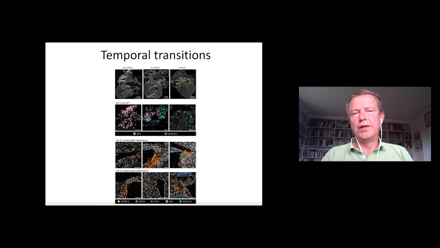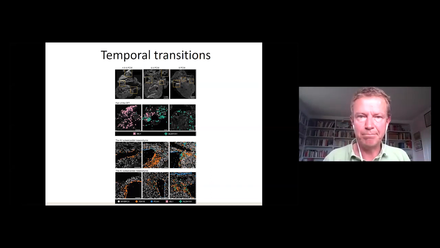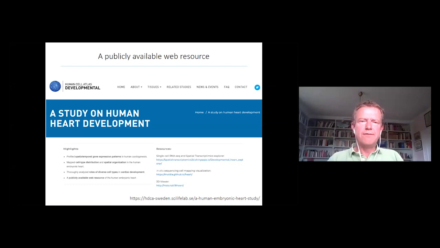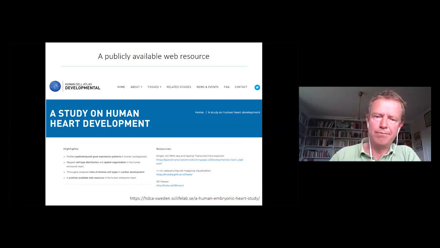We also did the in situ experiment on the 4.5 and the 9 post-conception week hearts as well. One could also try to identify corresponding regions in the hearts and see how they develop over time. Certain cell populations will change their expression program, basically. All this is available on this portal, the HCA Sweden, scilifelab.se.